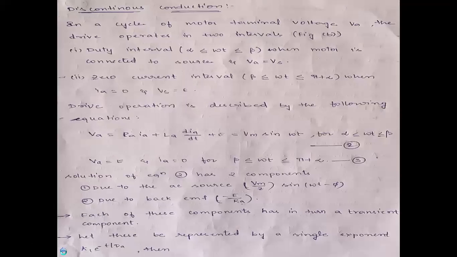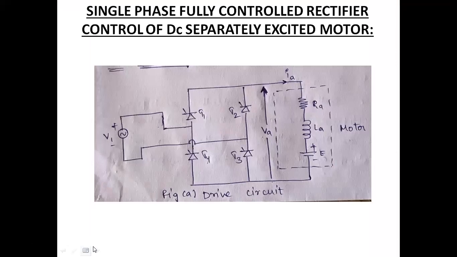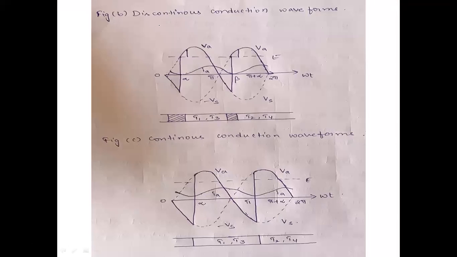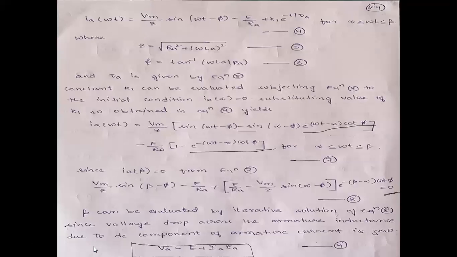Okay, so from figure 5.26b, see here, this one is 5.26, this is b. From this figure, I am writing the expression: Va is equal to 1 by pi, with limits from alpha to beta, we are getting a sine wave, Vm sin omega t d omega t. And from beta to pi plus alpha, we are getting the voltage E, so E d omega t.